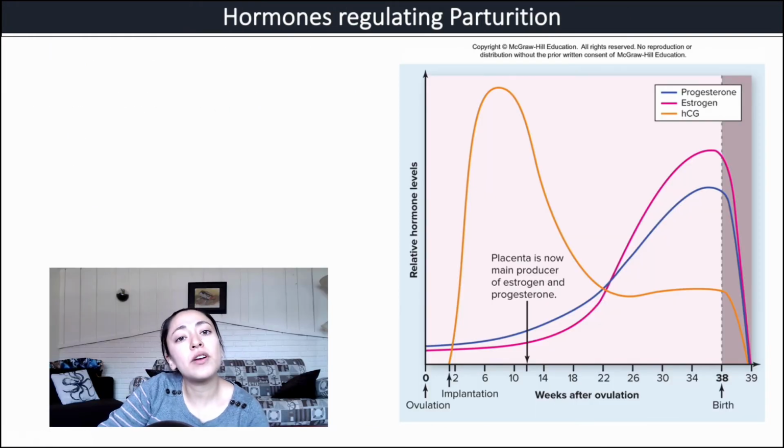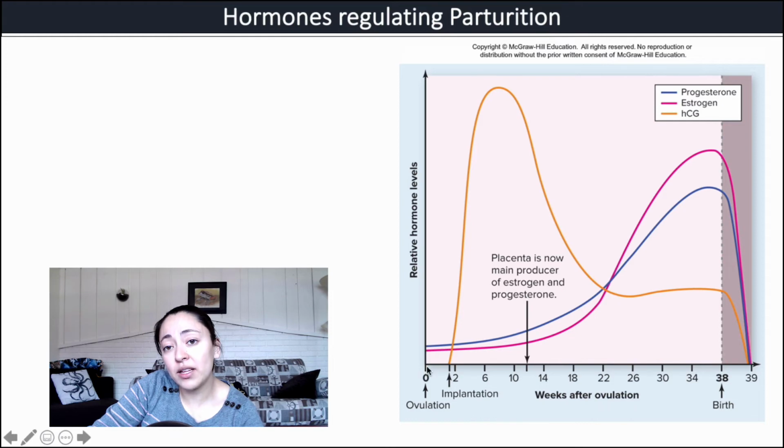This is one of my favorite graphs because it does a great job of summarizing the hormonal changes associated with pregnancy. And it's showing the changes in reference to weeks after ovulation. So about 38 weeks after ovulation is whenever birth would occur. So let's look at the beginning here. So we will begin with ovulation.